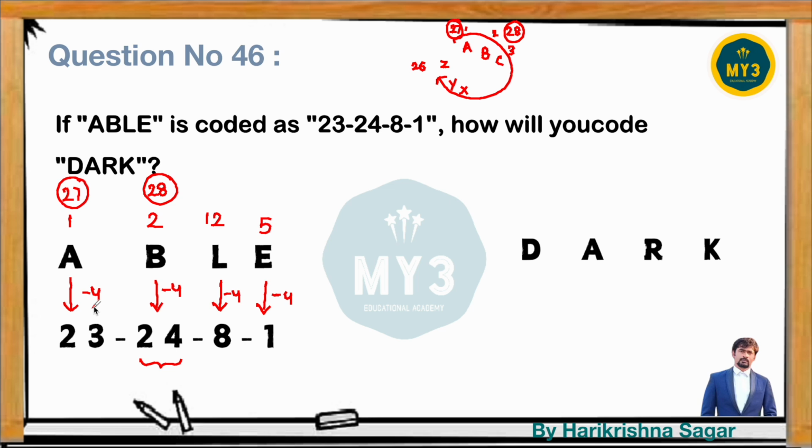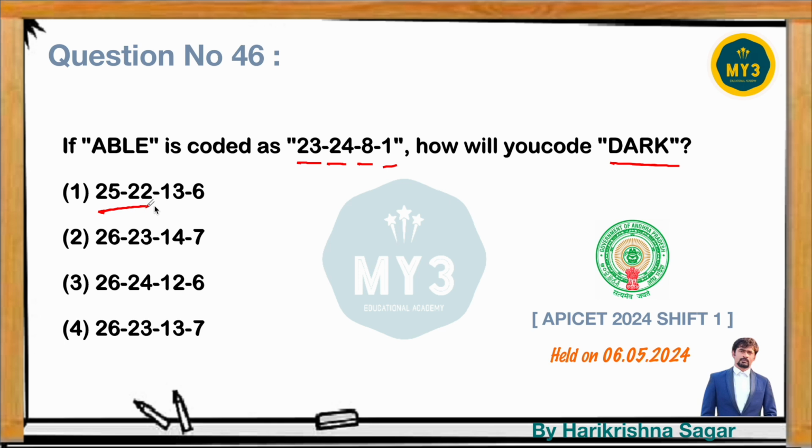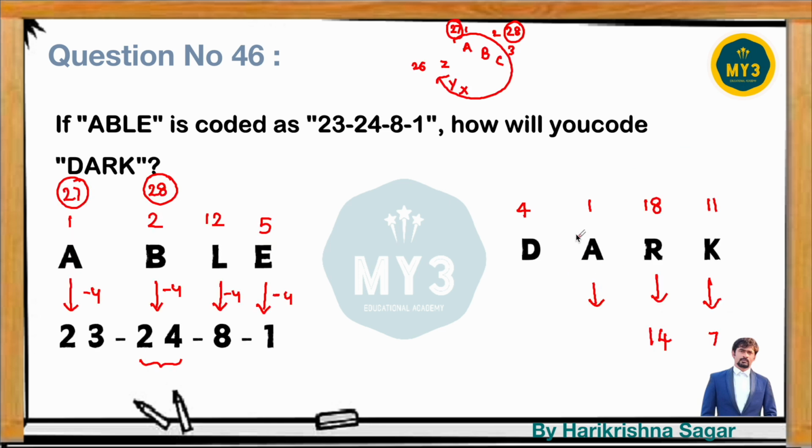The same logic you can apply to arrive at your answer choice. So if you observe, D is 4, A is 1, R is 18 and K is 11. 11 minus 4 is going to be 7. 18 minus 4 is going to be 14, and 1 minus 4... how is the option given? Observe, they have given 27, 20s and all. So that's why I'm writing 27 for A. 27 minus 4 is going to be 23.